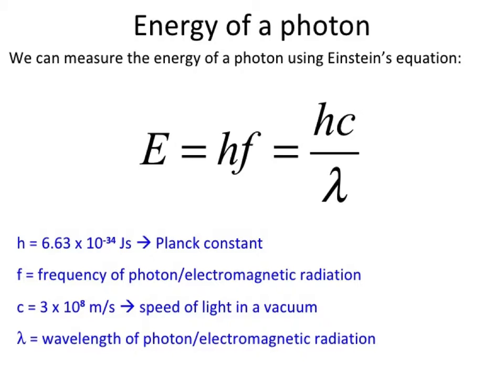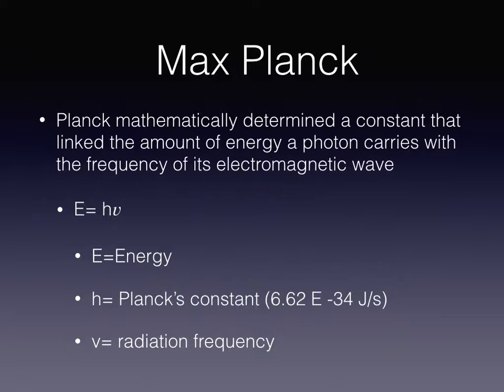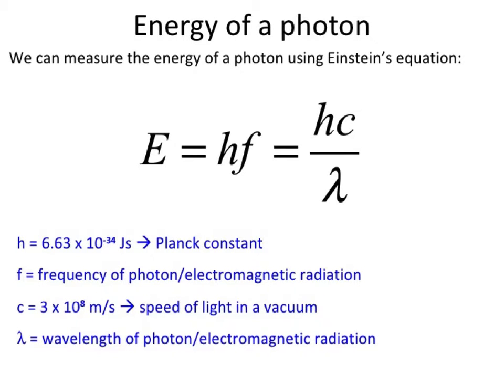We can measure the energy of a photon using Einstein's equation, E equals hf, which is also equal to h times c divided by lambda. F is the frequency of photon electromagnetic radiation. As you saw in the previous slide, it's sometimes also symbolized with a v on the chemistry side. Be flexible enough to recognize that the v and the f are the exact same thing. c is 3 times 10 to the 8th meters per second, which is the speed of light in a vacuum. So this is the equation and this is the relationship.